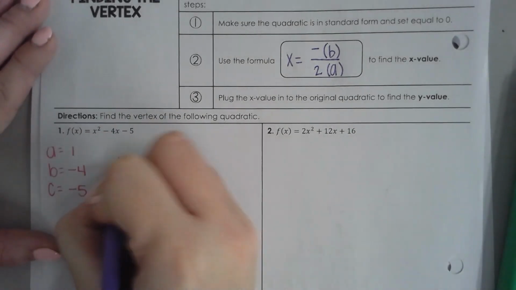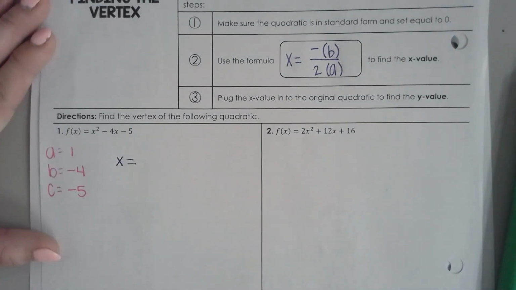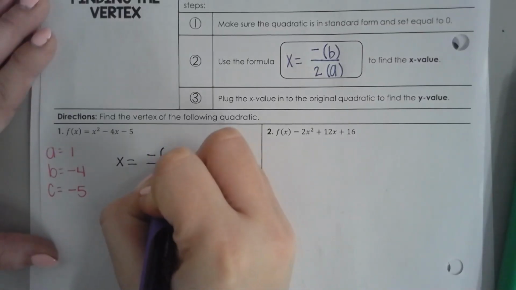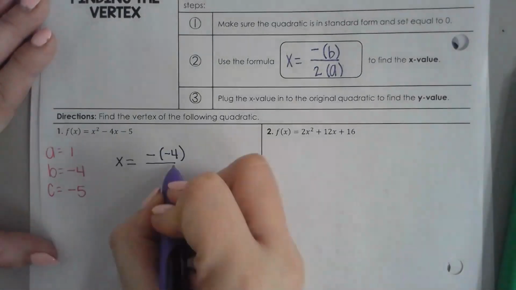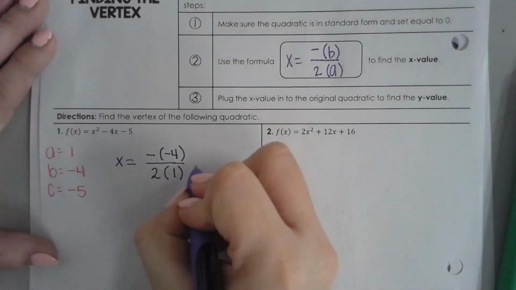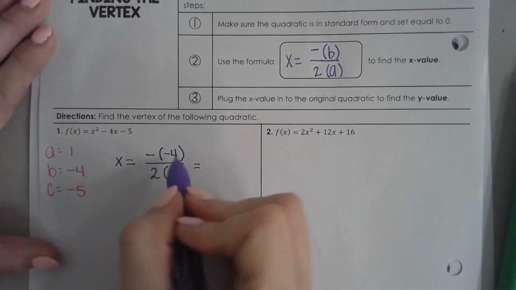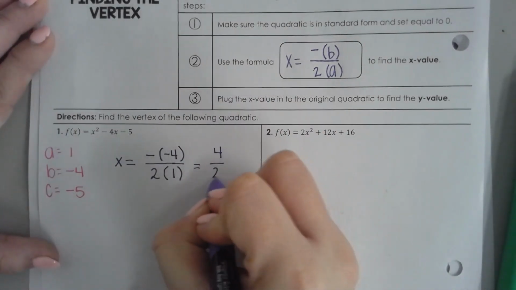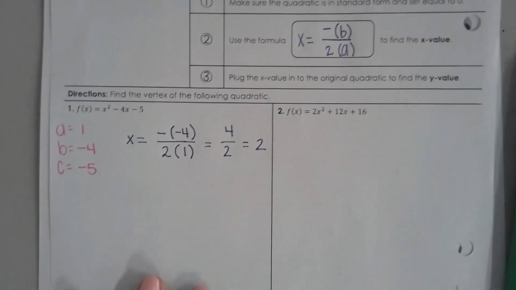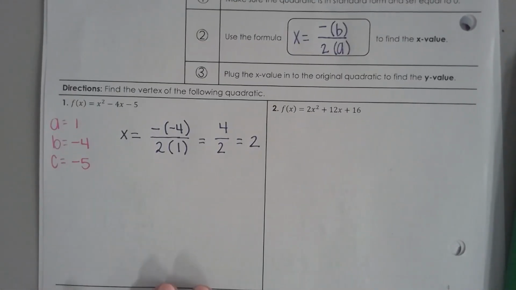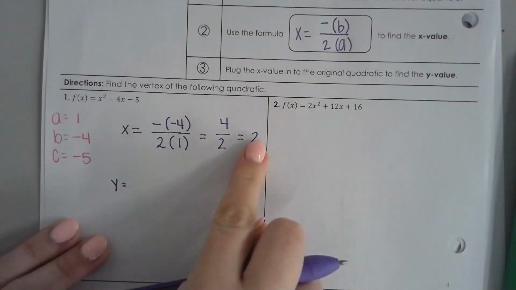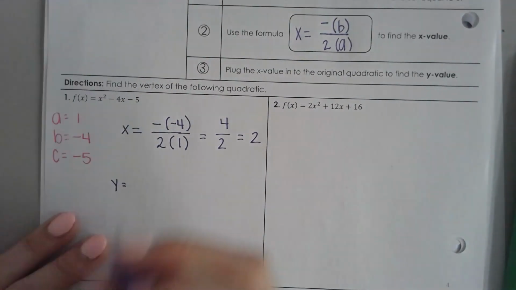So x equals, this is the x value of my vertex. It's going to be -(-4) over 2 times 1, which is 4 over 2, which is 2. So the x value of my vertex is 2. To find the y value, I'm going to put that 2 back in for all of those x's.